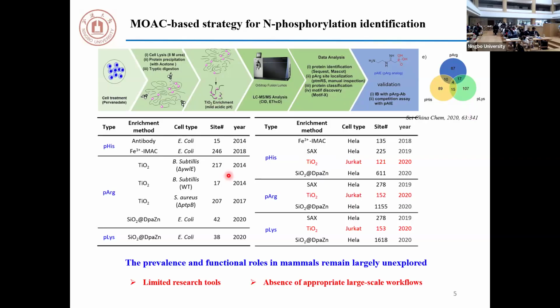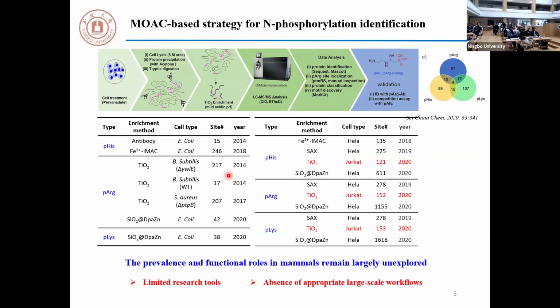Besides, other studies based on those methods were also used for nitrogen phosphorylation site identification. However, the number of nitrogen phosphorylation sites identified is limited, so the prevalence and the functional roles of nitrogen phosphorylation in mammals remain largely unexplored.